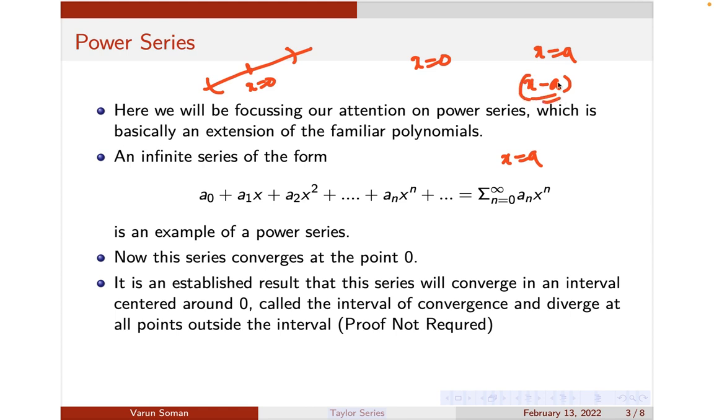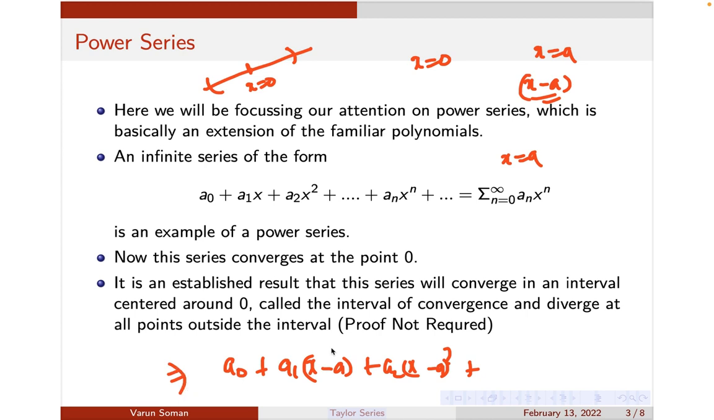Okay, or if I write it, it will be like this only: a0 plus a1 into, instead of x I will have x minus a. So that is why here the powers are in terms of x is equal to a. So it is a1 into x minus a plus a2 into x minus a the whole square plus etc. Okay, so this is a power series about x is equal to a.